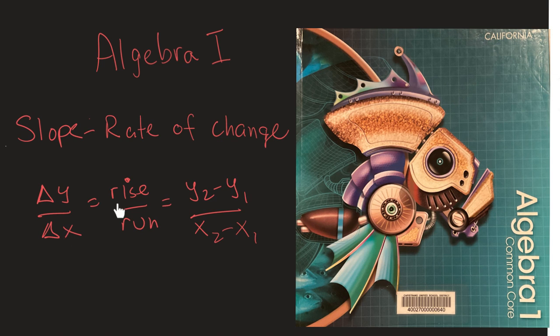We also call it rise over run. The rise is the vertical change and the run is the horizontal change. Also, the rise has to do with the y values of ordered pairs, and the run would be x values or the horizontal change in the ordered pairs.